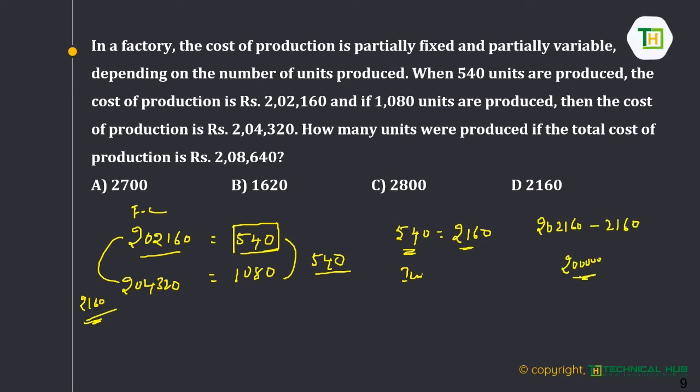So now you know the fixed charges are 2 lakhs. Then what is the 1 unit price? 2160 by 540, you will get 4 rupees. What is being asked: how many units were produced for 2 lakhs 8640? You know 2 lakhs is the fixed charges, then the remaining amount is equal to 8640. So how many units can be produced? 1 unit price is 4 rupees, so 8640 divided by 4, then you will get 2160.